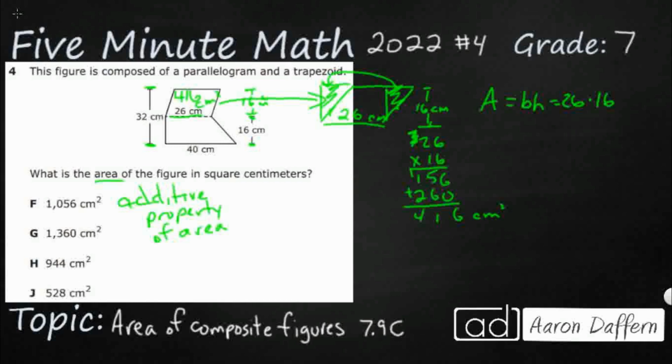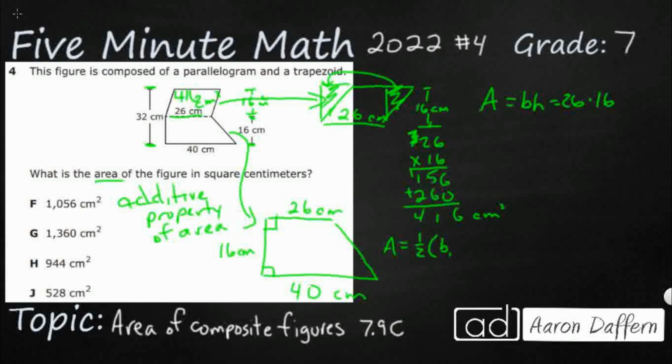Now the trapezoid is a little bit more difficult, so let's bring this out right here. You see this is a right trapezoid because it's got some right angles. One of the bases is 40 centimeters. The other base is the base of the parallelogram, 26 centimeters. We do know the height, 16 centimeters. Now what is the area of a trapezoid? If you look on the mathematics chart, you're going to get 1/2 base 1 plus base 2 times height.